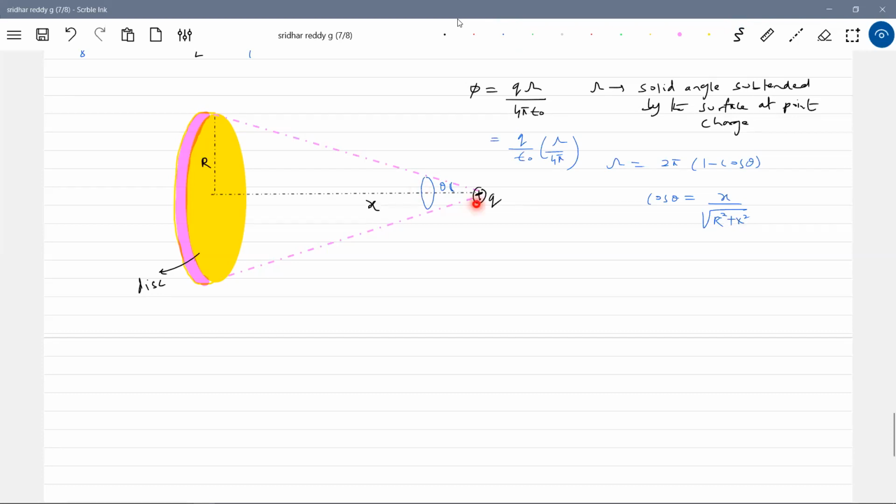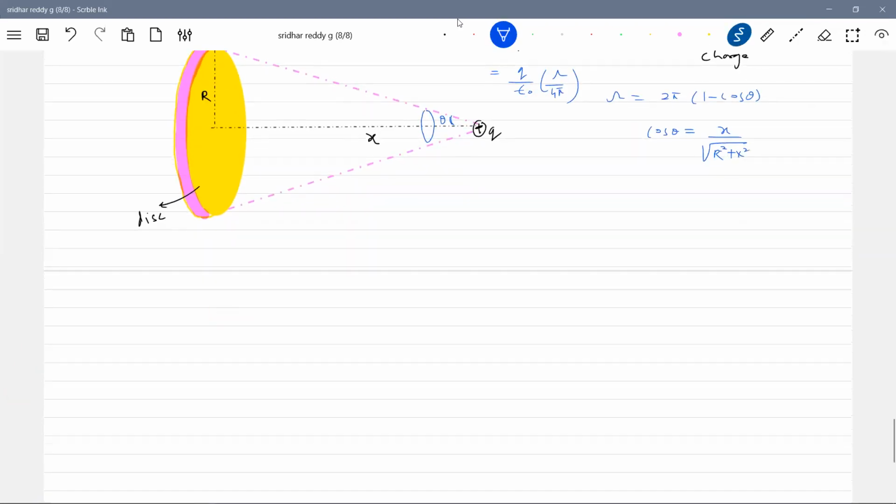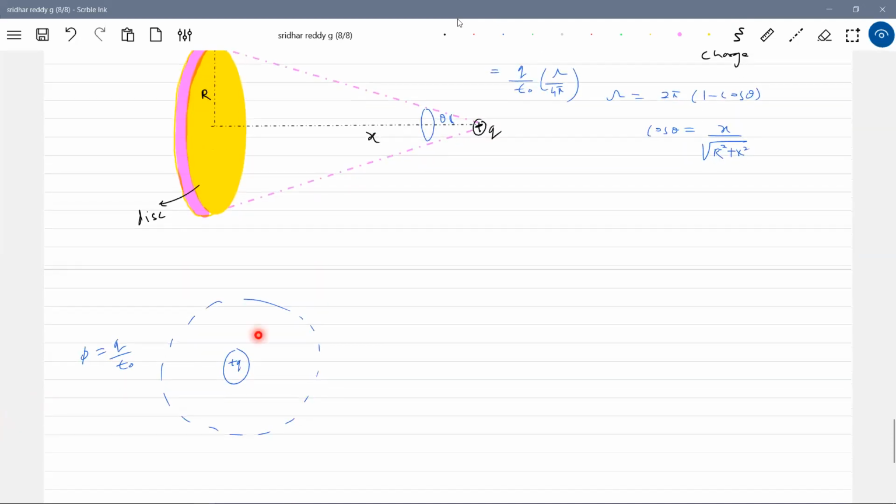Now, if you imagine this point charge present inside a solid sphere, what is the flux linking it? You are going to write Q by epsilon naught. Then what is the solid angle for this? It will become 4 pi. So for a spherical surface, the solid angle will be 4 pi. Getting the idea? Through comparisons we'll try to learn.